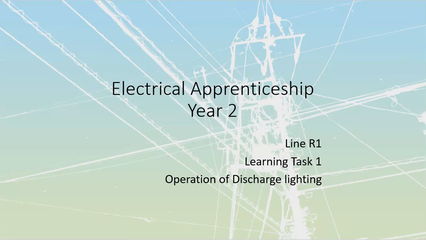All right, line R1, we're in learning task number 1, where we're going to take a look at the operation of discharge lighting. The term discharge lighting might be new to you. You probably have heard of other types of lighting, like fluorescent lighting or HID lighting, which are all just forms of discharge lighting.